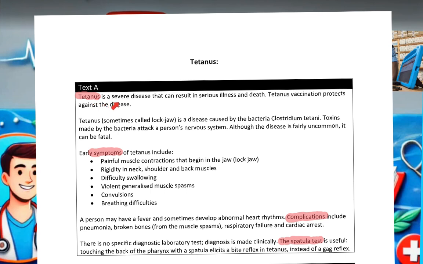Tetanus is a severe disease that can result in serious illness and death. Tetanus vaccination protects against the disease. Tetanus, in brackets, sometimes called lockjaw. So this is an alternative name, sometimes called lockjaw.